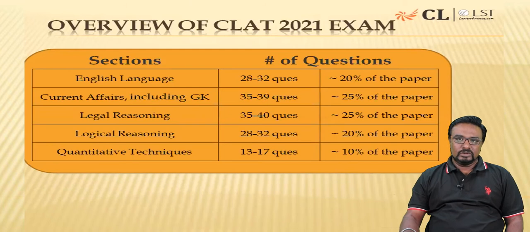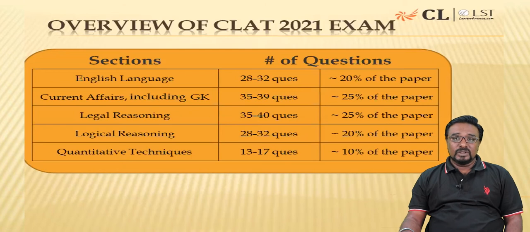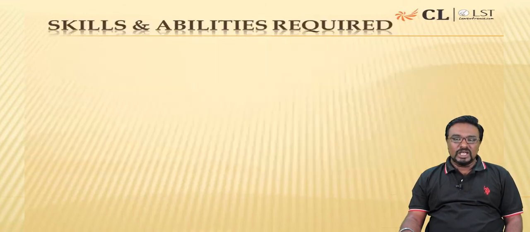Now let me take you through each section one by one, where we can discuss what these weightages are and what exactly they are going to be asking. The entire paper is a comprehension-based paper. What does that exactly mean? What the board or the consortium wants to check are the skills and abilities required to be a law aspirant.